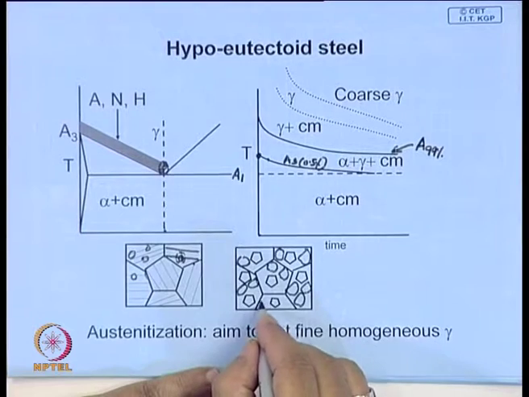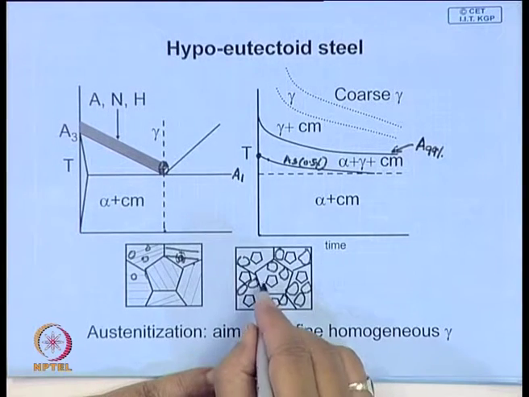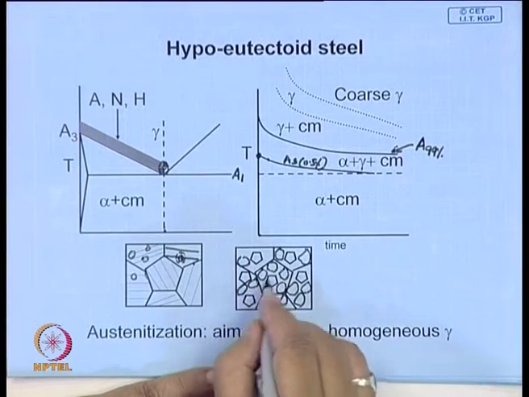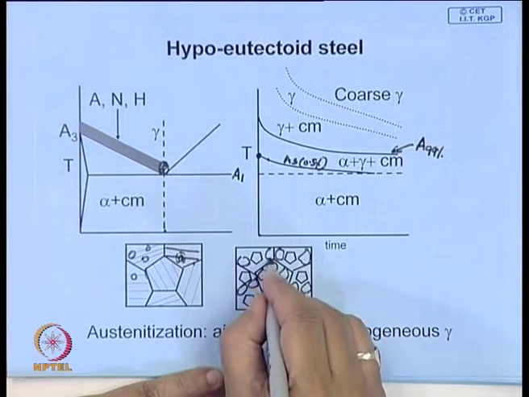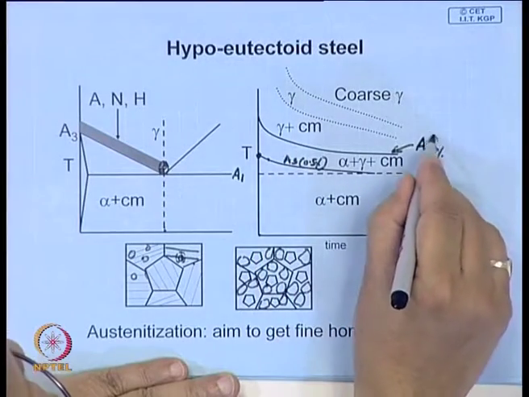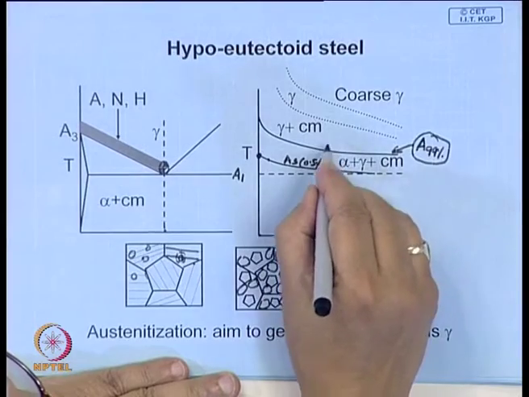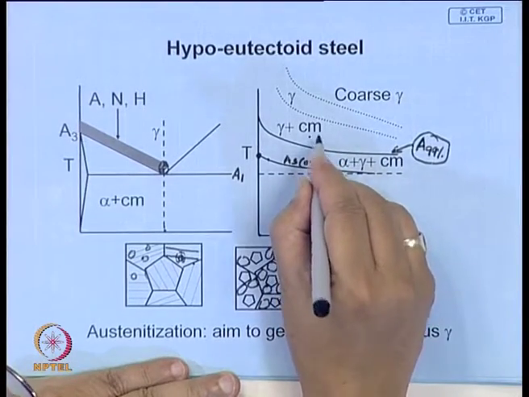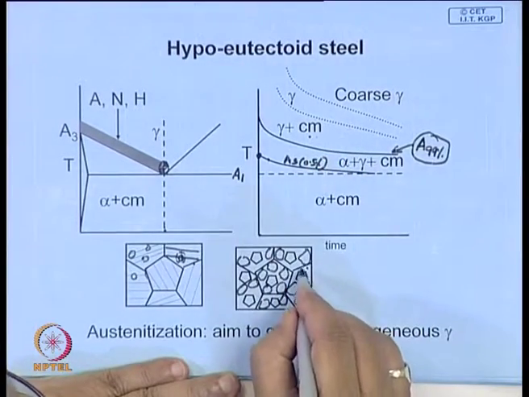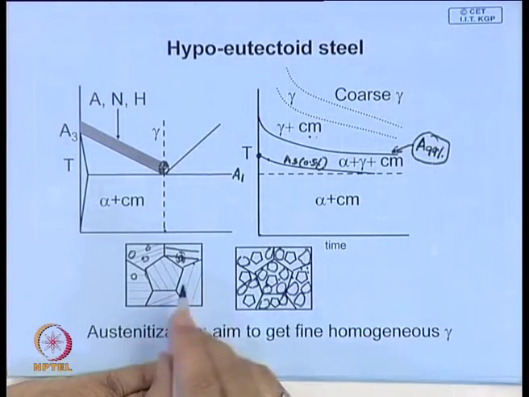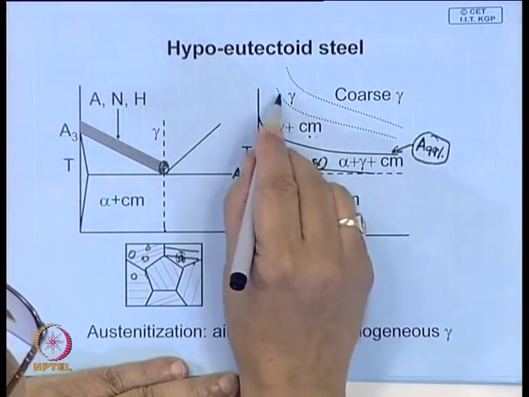You can get very fine austenite grains, but it is not enough to convert this; you have to see that this austenite is homogeneous. For that you have to allow time. Even after all the ferrite is gone, you may still be left with some amount of undissolved cementite particles, so you have to allow still more time for these to dissolve in austenite.